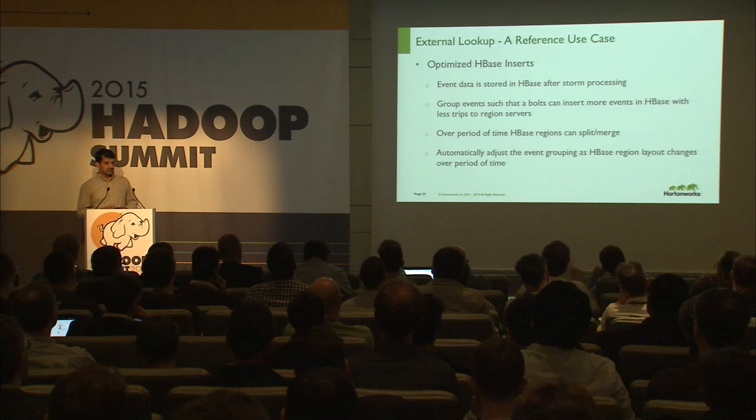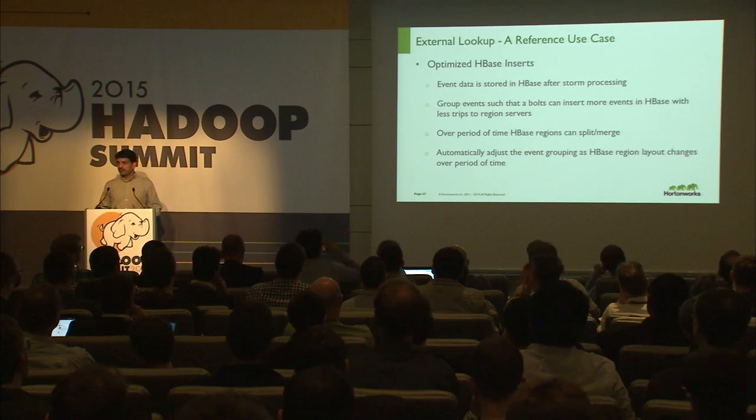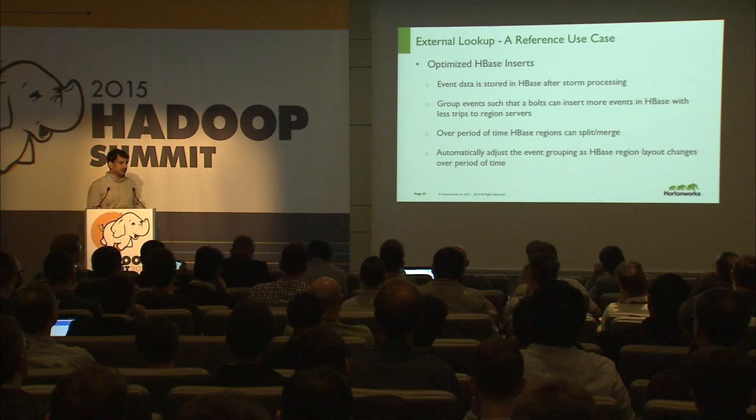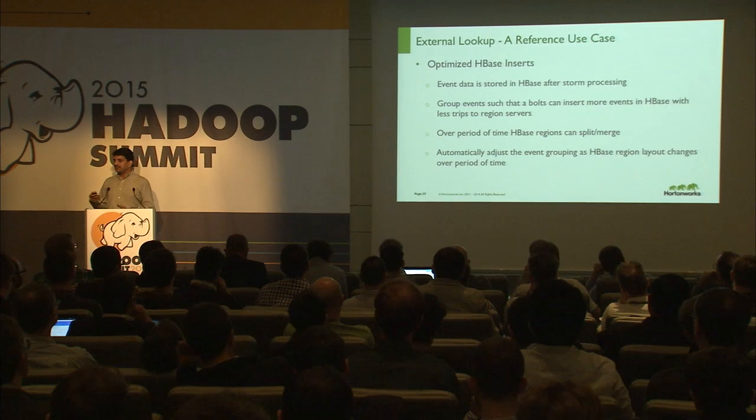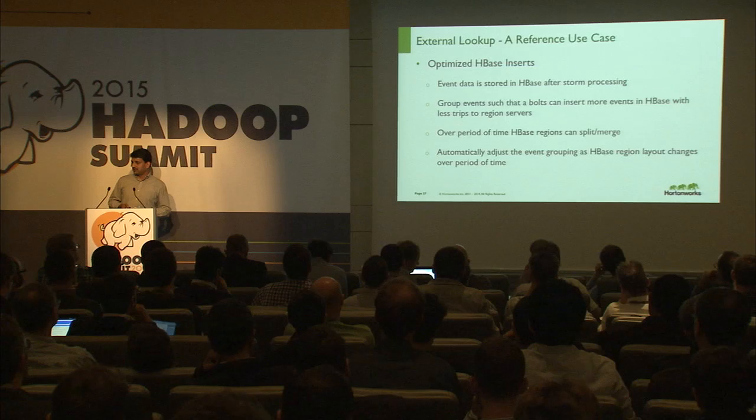That way, I can reduce the fragmentation, and I can insert more data with fewer trips to the region servers. But as you know, the nature of HBase, as data starts growing, your regions are going to change. You're going to have region splits. You're going to have more and more regions. Or you might decide to merge some regions. So your HBase region layout keeps changing, and you want to adapt to that changing layout of HBase and regroup appropriately so that you can keep maintaining the throughput of your system.